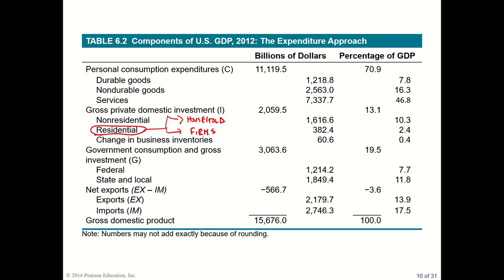the next one is probably the most contentious part of the investment debate for a variety of different reasons. The next component is called change in business inventories. Change in business inventories. What is an inventory? Does anyone know what an inventory is? Inventory is unsold products. Right? Stuff that you cannot sell is inventory.